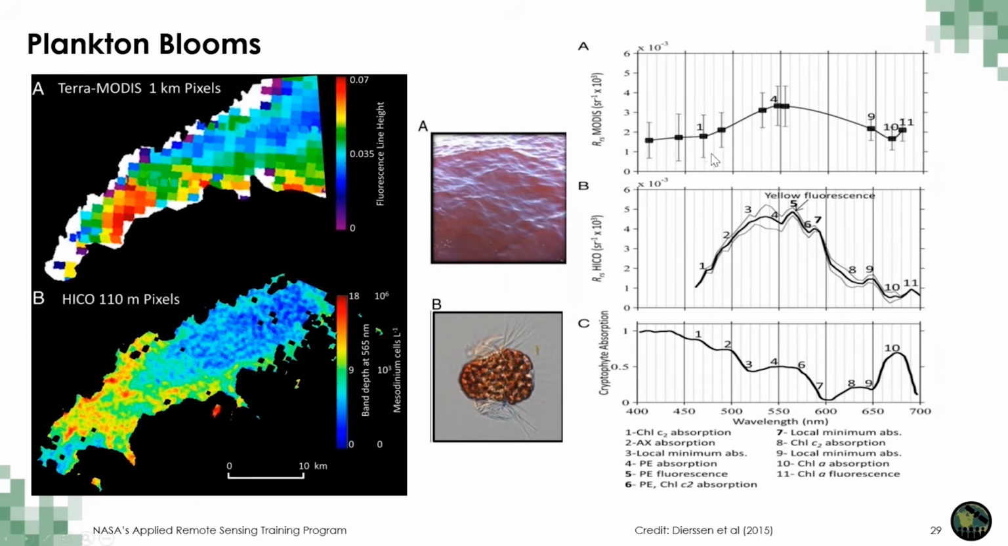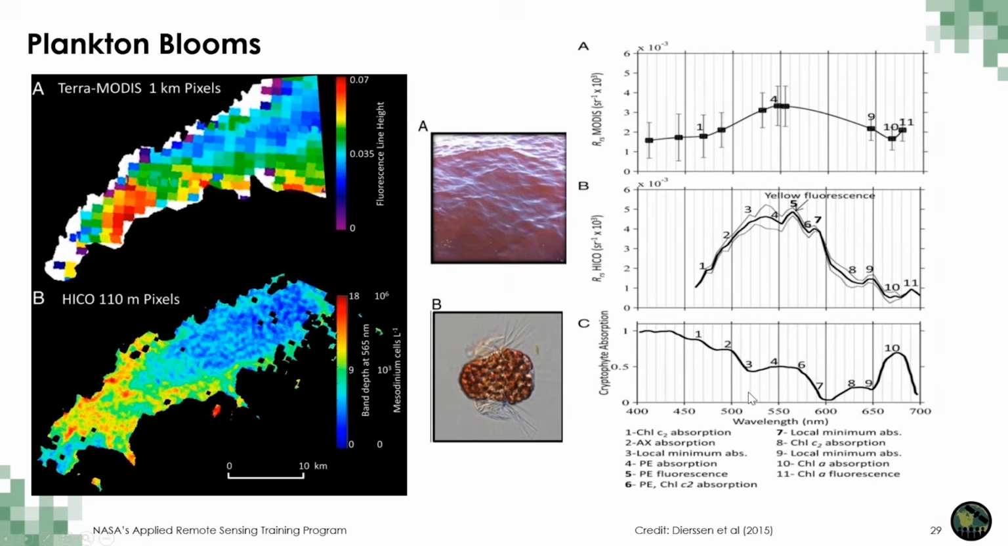The graphs here on the right-hand side compare the remote sensing reflectance of MODIS and HICO and show how the HICO data reveals many peaks and dips related to the presence of phycoerythrin, particularly the peak that is characteristic around 565 nanometers, which cannot be detected by the MODIS data. The bottom graph shows the pigment absorption features. Here's a yellow fluorescence peak.